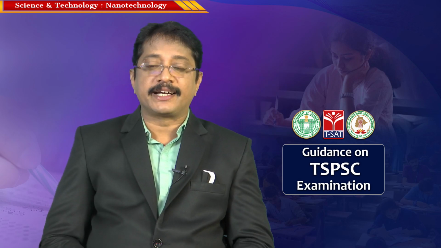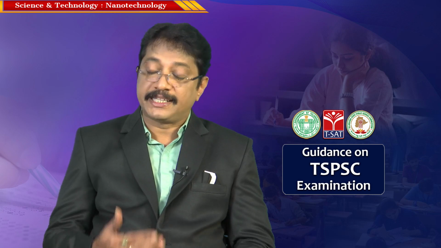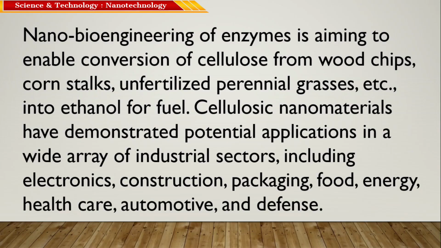And the very important application of this nanotechnology is in bioengineering. Nano bioengineering of enzymes is aiming to enable conversion of cellulose from wood chips, corn stalks, unfertilized perennial grasses, etc. to ethanol for fuel. Now we are using ethanol as a fuel, as you know. And cellulosic nanomaterials have demonstrated potential applications in a wide array of industrial sectors, including electronics, construction, packaging, food, energy, healthcare, and automotive and defense sector.